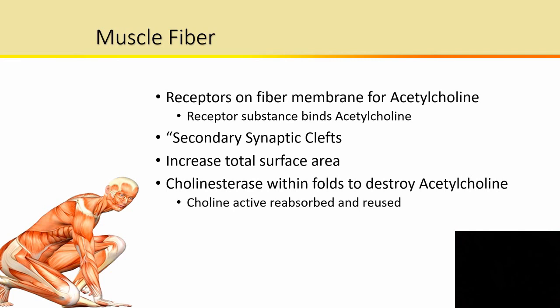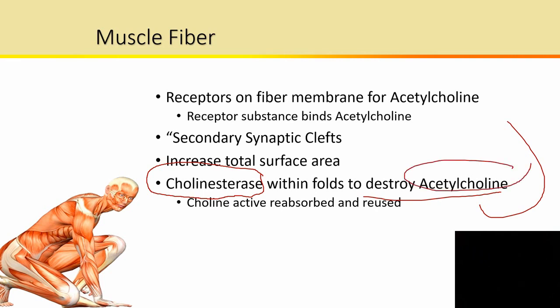Okay. Now inside that synaptic cleft, there are what are called secondary synaptic clefts, and those secondary synaptic clefts are important for a couple reasons. Number one, it increases the surface area, which means that there's more places for the acetylcholine to bind. Second thing is, within those secondary synaptic clefts is that cholinesterase, and that cholinesterase will destroy the acetylcholine and transport the parts back to the area of the axon terminal, so I can make more acetylcholine from the parts that are broken down by the cholinesterase. Again, ASE, enzyme, and the enzyme breaks down the acetylcholine.